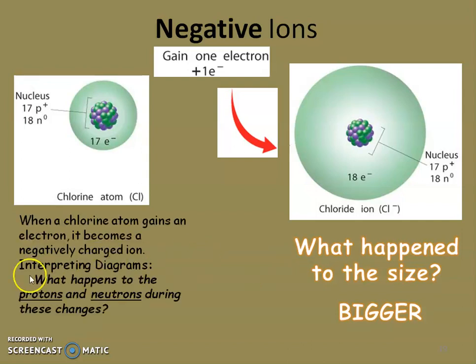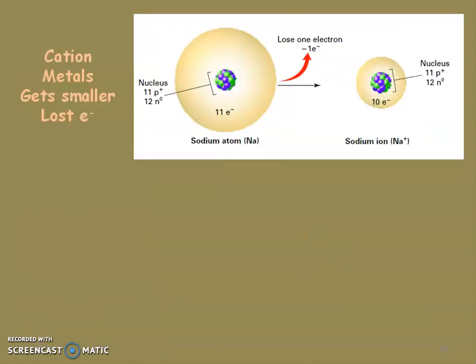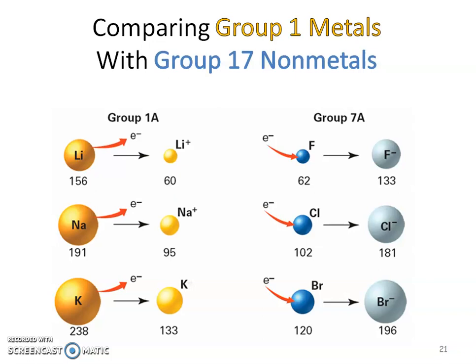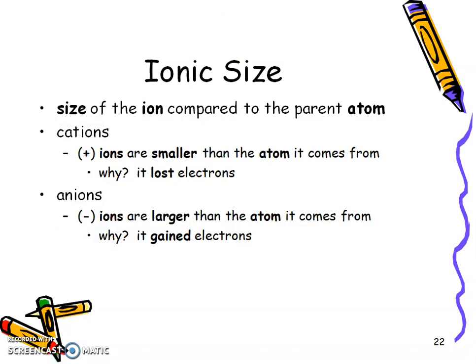So again, what happens to the protons and neutrons during these changes? Absolutely nothing, okay? Electrons are the only things affected when we're talking about ions. Okay, so again, metals are cations. They get smaller because they lose electrons. Anions are your non-metal ions, and they get larger because they gained electrons. And again, I give you this nice visual between the group 1 alkali metals and the group 17 halogen nonmetals. So then the ionic size, this should make sense, right? The size of the ion is going to be compared to that atom it came from.